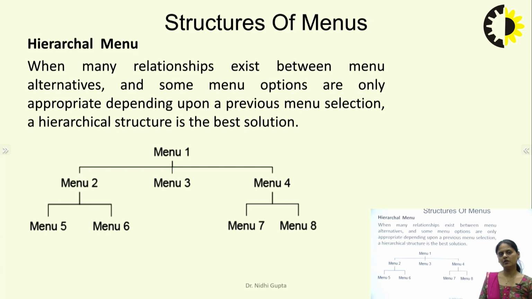So if there is a main menu, maybe menu 1, then according to the option the user gives, another menu will open. In that case we go for the hierarchical one. In this figure, menu 1 is the main one, and it leads to menus 2, 3 and 4. If the user selects menu 2, then it comes across with menus 5 and 6, which will open. In that case, menus 7, 8, 3 and 4 will not be opened. So not all the menus get opened; the menus open according to the user input only.